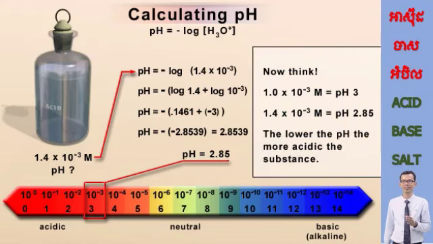Now think about the answer, 2.85. A hydrogen ion concentration of 1.0 times 10 to the minus 3rd molar would equal a pH of exactly 3. So a slightly higher concentration of hydrogen ions, 1.4 times 10 to the minus 3rd molar, should decrease the pH slightly, resulting in a more acidic solution, as indicated by the answer 2.85.